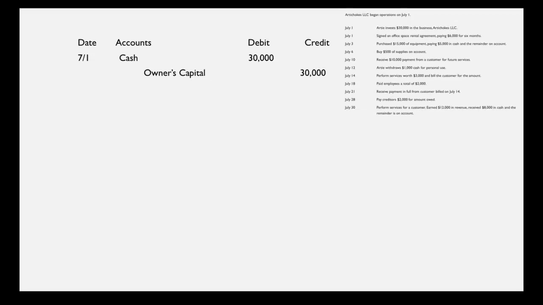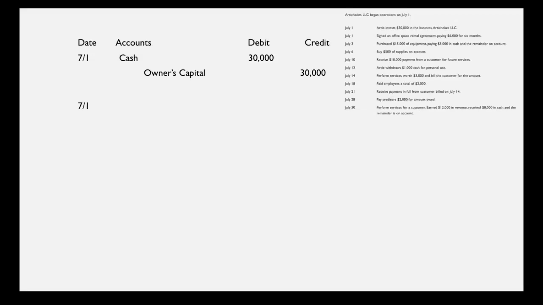So our journal entry here will look like this. We're going to be debiting our cash and crediting our owner's capital. Now, cash is an asset account. So by debiting cash, we are increasing our cash account balance. An owner's capital increases with a credit. So we're increasing our owner's capital with this $30,000 credit.